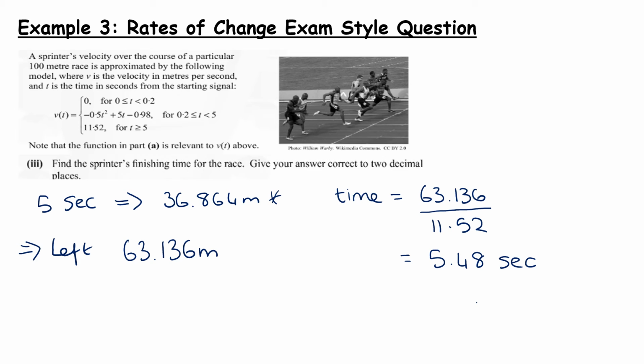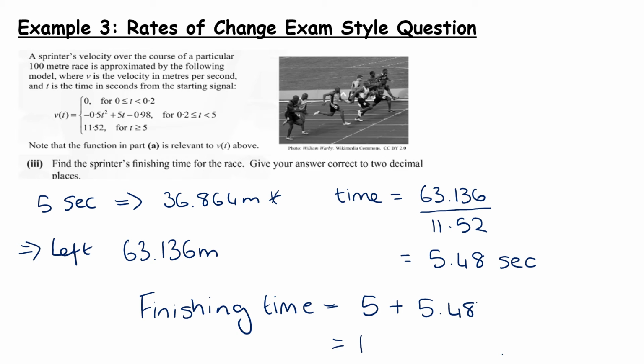So it takes 5 seconds to get up to this point here. It takes 5.48 more seconds. So then to get his finishing time, or hers, so the sprinter's finishing time, we're going to have 5, the initial 5 seconds that we dealt with in part 2, and 5.48, which gives us 10.48 seconds, correct to 2 decimal places.